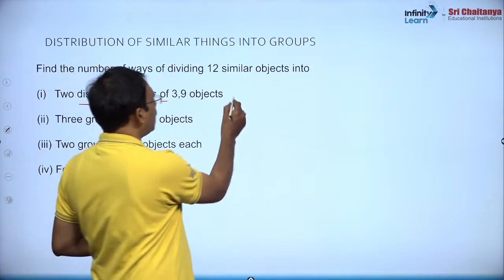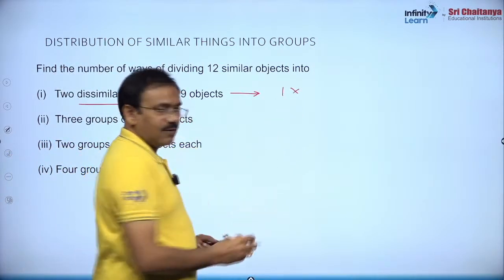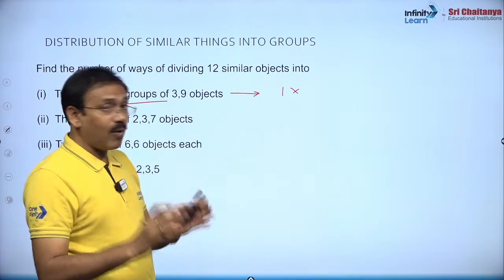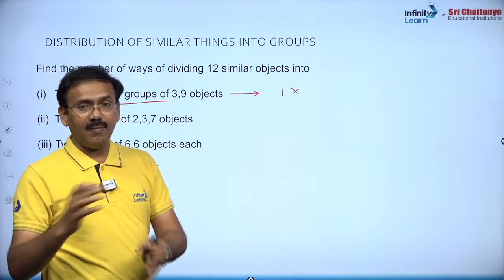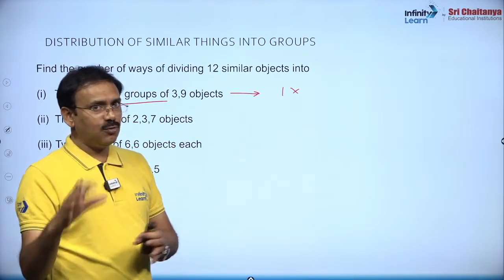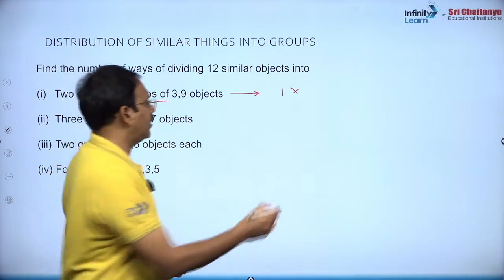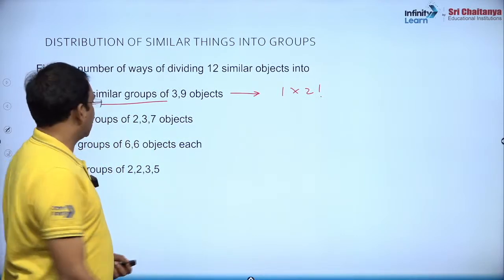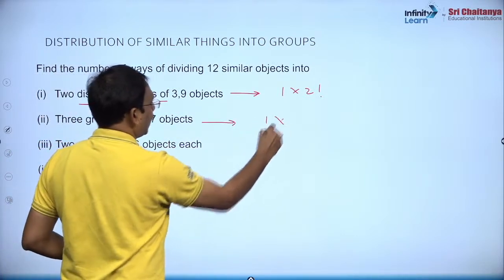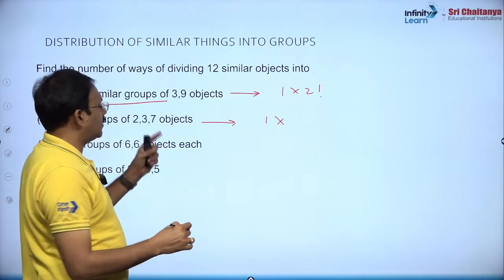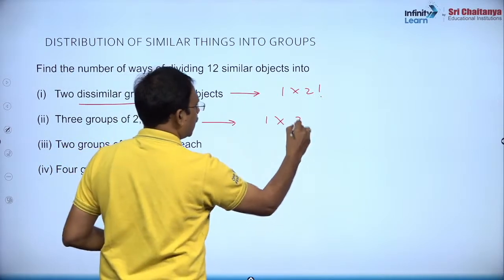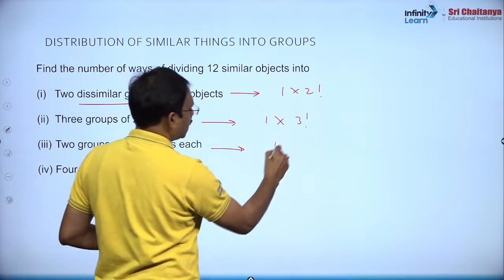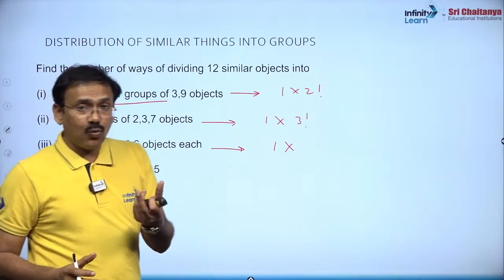12 similar, division is one way, that means 3 and 9, but the boxes are dissimilar. Boxes are like A, B, so 3 goes into A, 9 into B, or this into A, this into B. So you can write 2 factorial ways because boxes are dissimilar. Now 2, 3, 4, division is one way, distribution, these are 3 different numbers, so sizes are different, you will get 3 factorial.